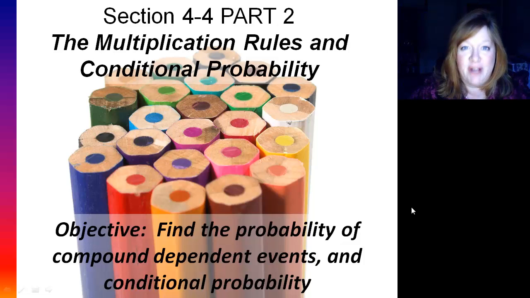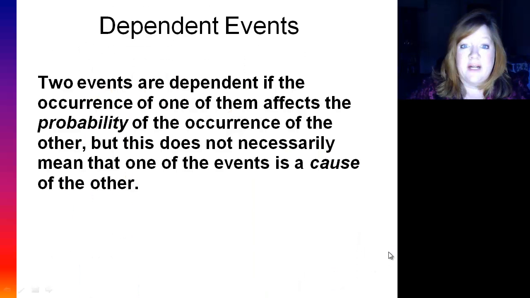We're continuing on with section 4.4 and the multiplication rules, trying to calculate probability. Yesterday we talked a little bit about the or and the and, and we're going to continue on with the dependent events today, and we're going to try to find the probability of the compound events and conditional probability, and when they say what's the probability of at least one. So that's what we're going to try to cover today.